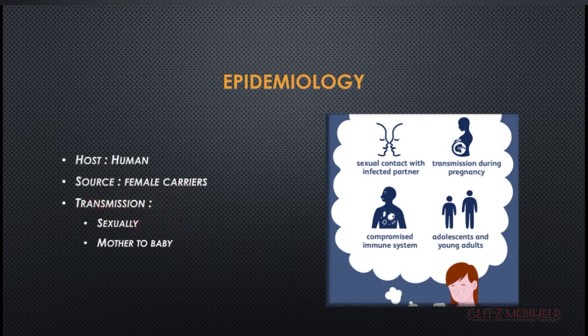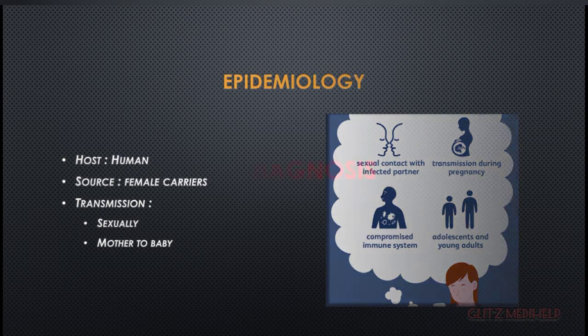Then the transmission, it's via two routes. One, the sexual contact, and the other from mother to baby at the time of birth. Okay, one point also remember, this infection is common in HIV infected persons. The transmission is about 3 to 5 folds higher in HIV infected patients.